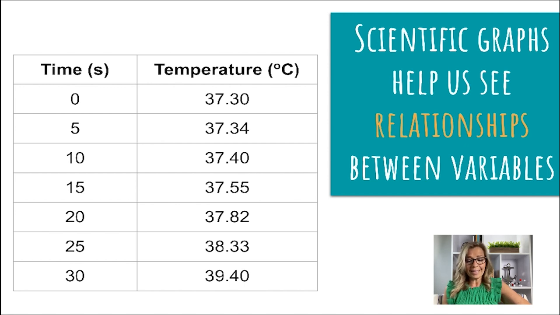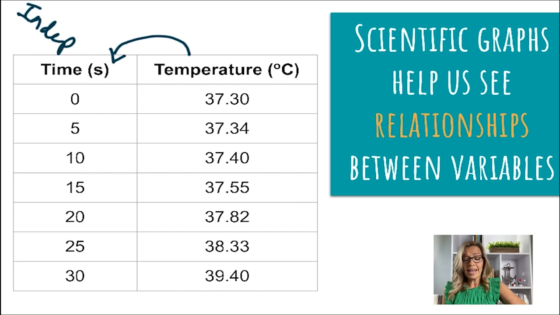And you can say, well, I see that temperature increases with time. Is that the relationship? Well, it is, but we can find out a little bit more about the relationship by creating a graph. So first of all, let's talk about the variables. Which one depends on the other? Well, I see that the temperature depends on time. So time is the independent variable and temperature is the dependent variable. Temperature depends on the time.